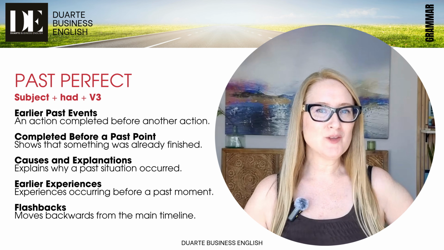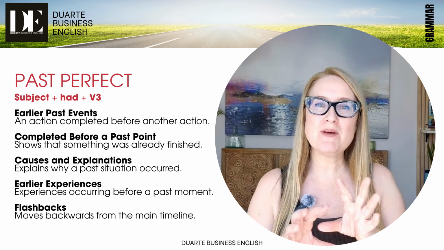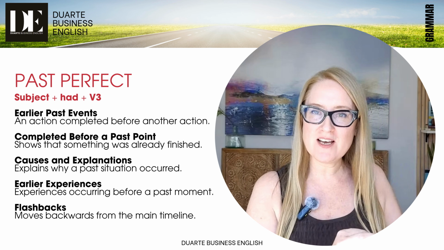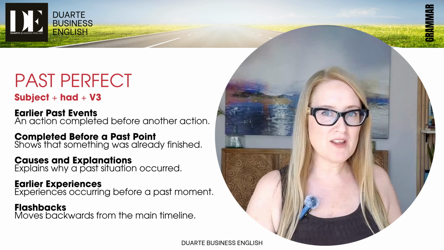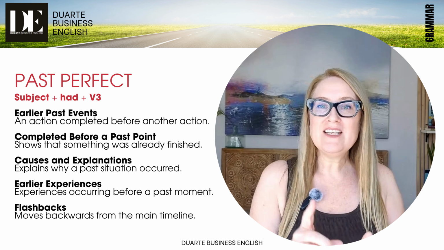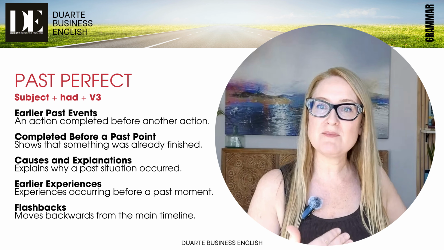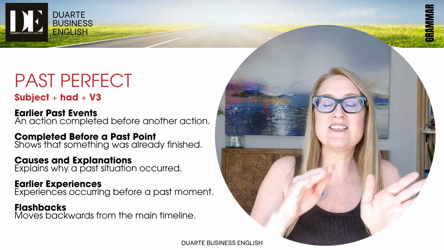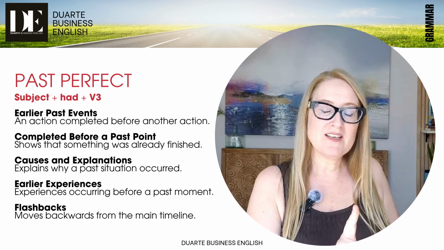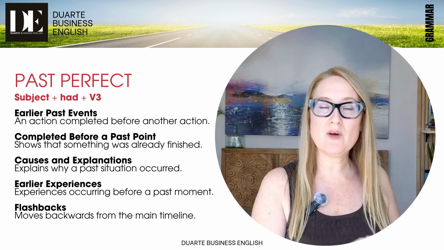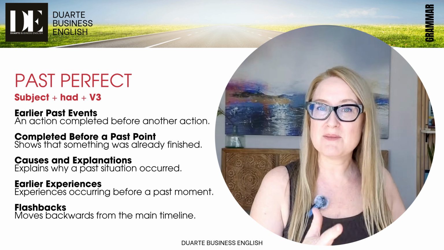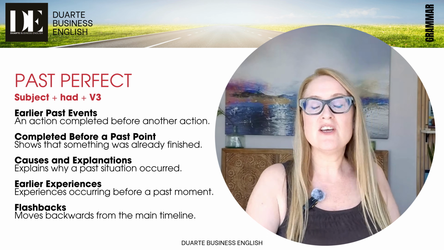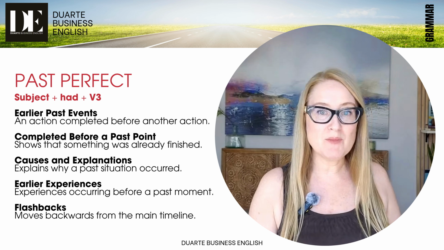Okay, now things are getting a little bit more advanced. Now we're looking at the past perfect. So the past perfect we use for an earlier past event, something that happened before another time in the past, an action completed before another action. That's your past perfect. Completed actions before a certain point in the past. So something that was already finished before something else happened is when you use past perfect. Causes and explanations. Something happened because this had happened before, or you're explaining why something happened. You're giving background basically of something. And you also use it for an earlier experience, an experience that happened before, which changed your thought, your process, your action, what you did in the moment already in the past.